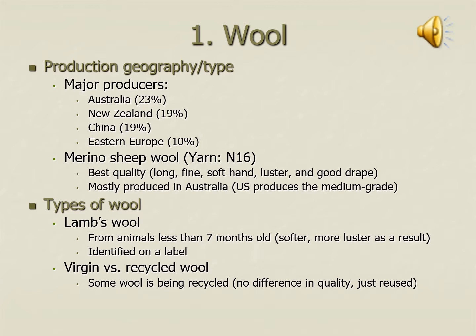When wool is being used for the first time, it's called virgin wool. Otherwise we refer to it as recycled wool. And there's no difference in quality with respect to this reuse. We are still using the same type of wool, so it could be higher quality, lower quality, whatever the case is. You're not necessarily giving up quality as a result of it being recycled. It's just being reused.